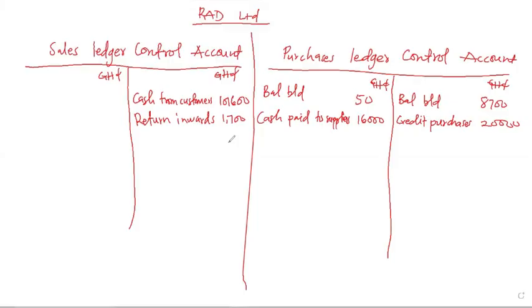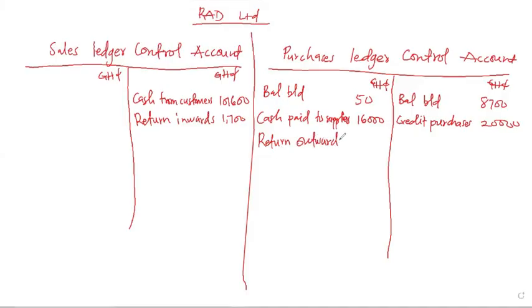Then return outwards. Return outwards is going to decrease the creditors' balance. So if it is going to decrease the creditors' balance, we have to debit it. What you do in the sales ledger control account, when you come to the creditors account, it is the opposite. When you credit something in the debtors account, when you come to the creditors account, you have to debit it. That is how it mostly is. So, return outwards.